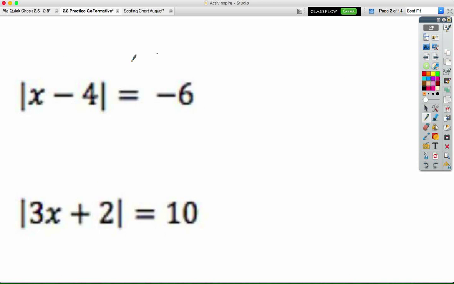Number 4, absolute value equation. The absolute value expression is already isolated on the left side, but it is set equal to a negative number. It's impossible for me to ever plug in a value in this absolute value expression, work it out, and come out with an answer that is still negative. That is going to be no solution.